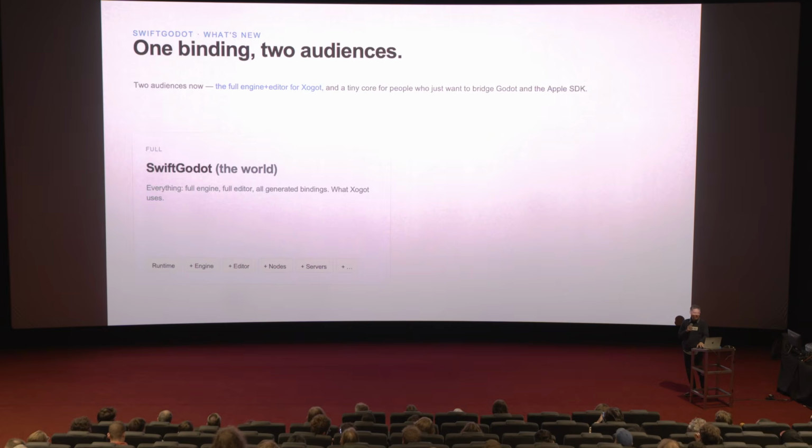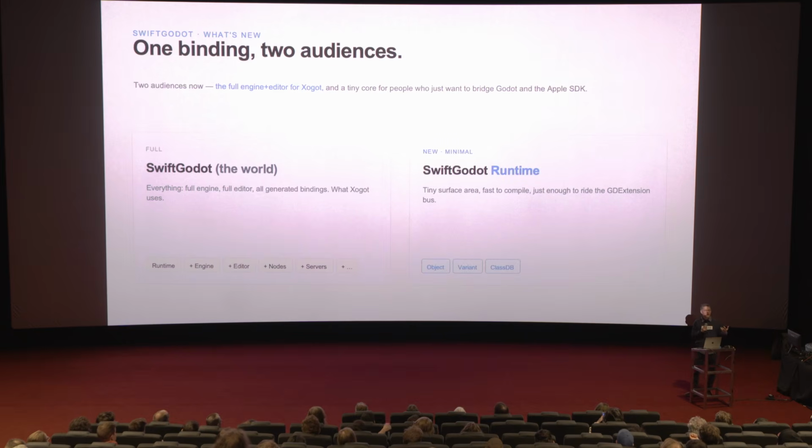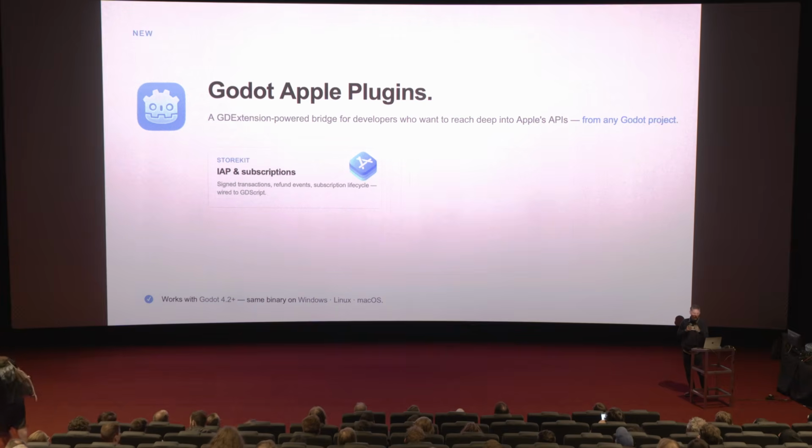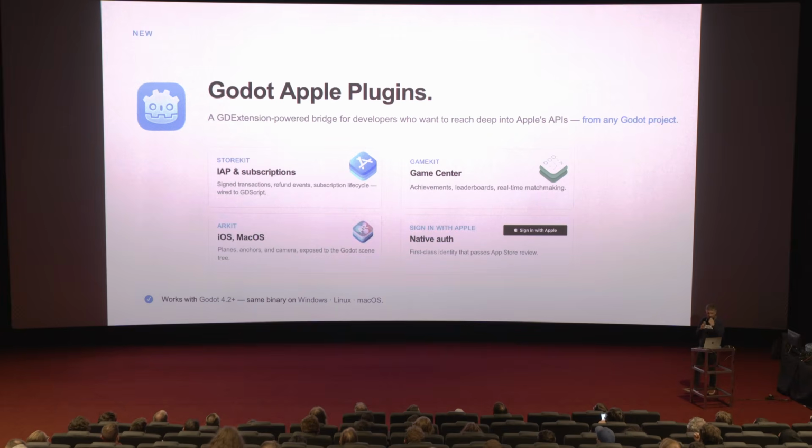But this year, a bunch of people said, hey, I want to use this, but I don't care about any of those APIs. I just want to interoperate with the Apple APIs. So I made a new version called SwiftGodot Runtime, which is a tiny 3 megabyte library, so you can just use Apple APIs. And I used that to create this thing called Godot Apple Plugins.